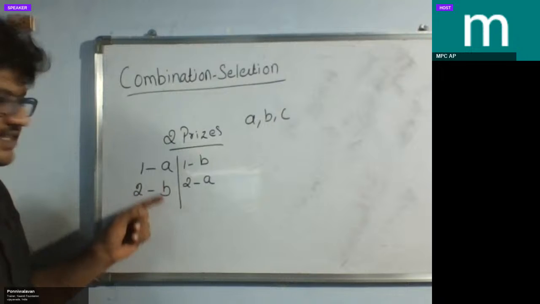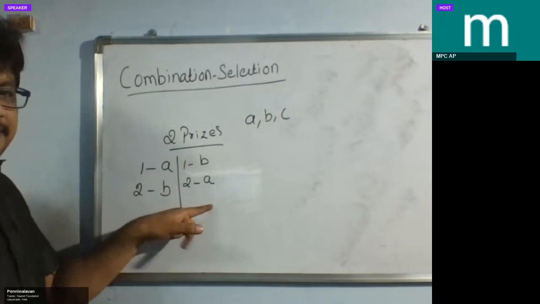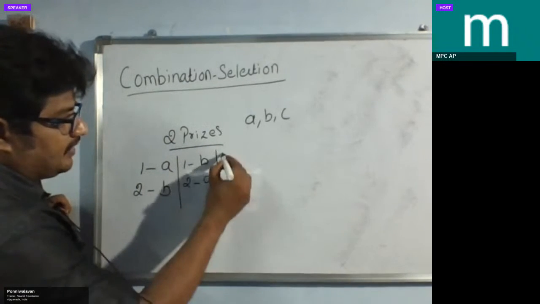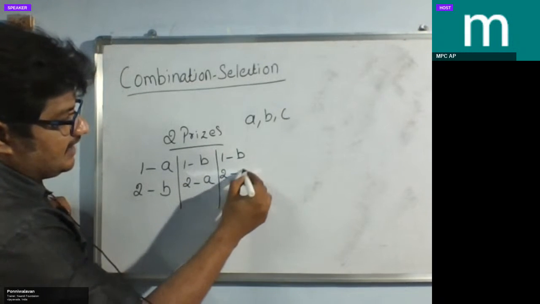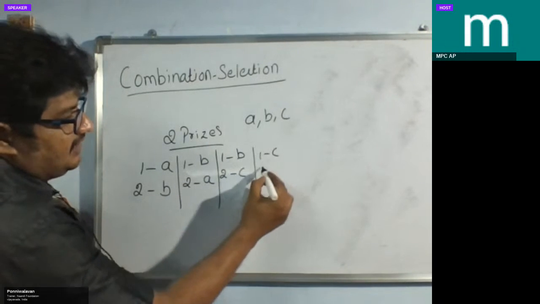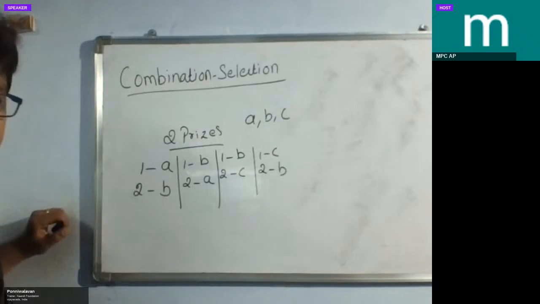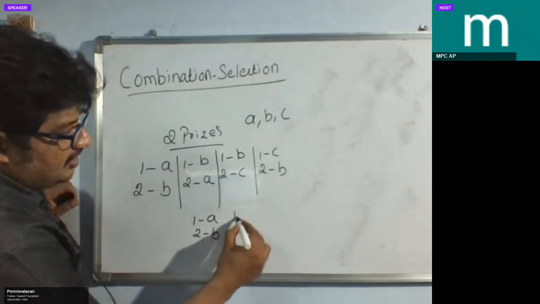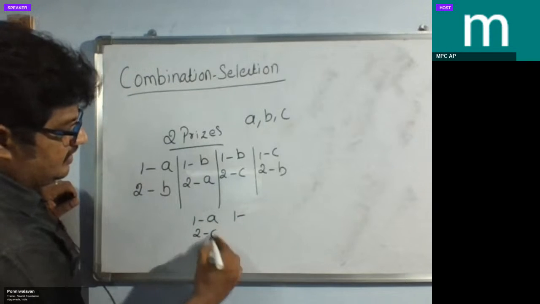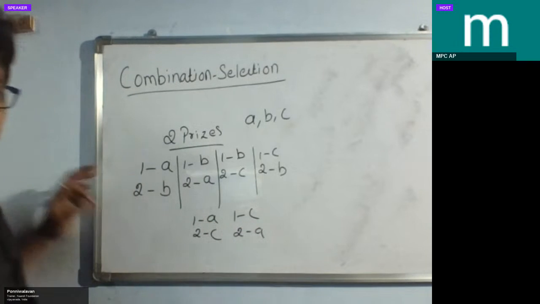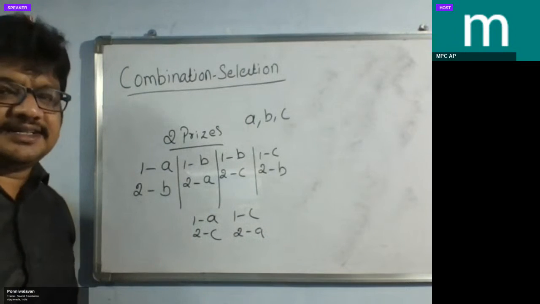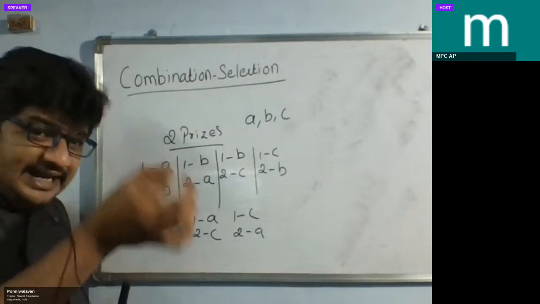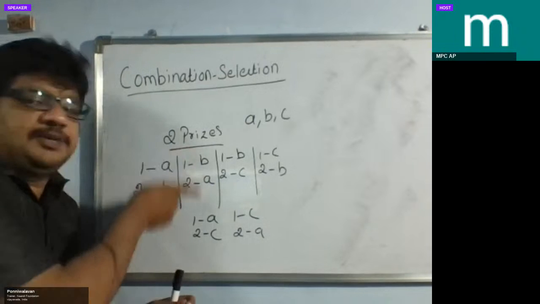First prize goes to A, second prize B. First prize B, second prize A. Same person, but the prize is different. Next, first prize B, second prize C. First prize C, second prize B. Third, first prize A, second prize C. First prize C, second prize A. So how many patterns am I getting? 6.